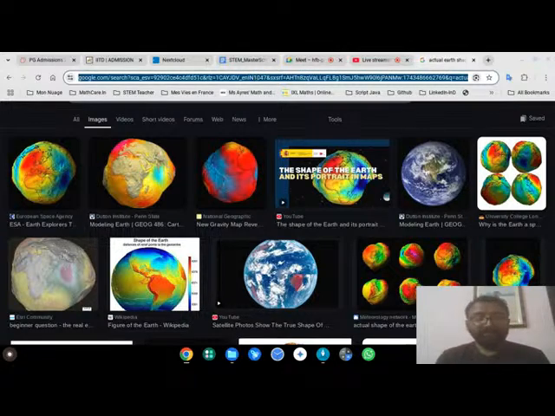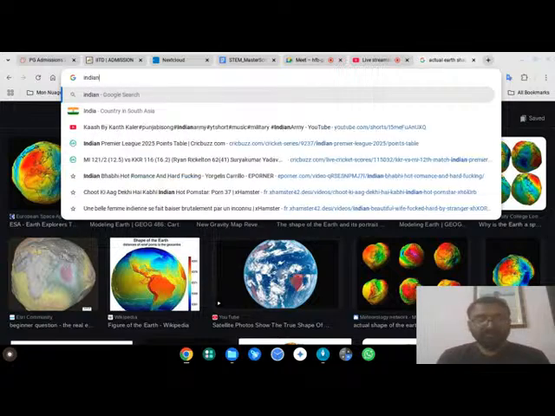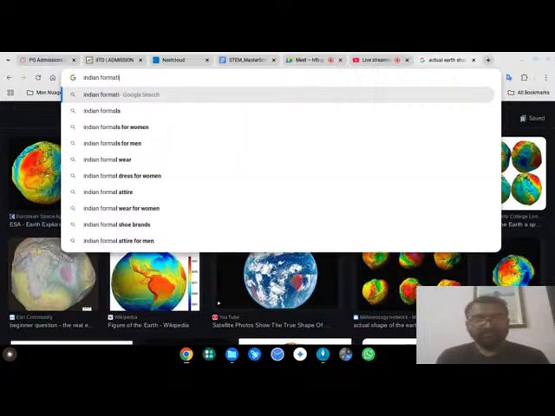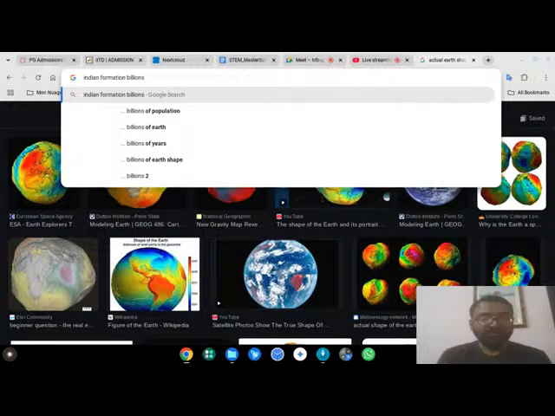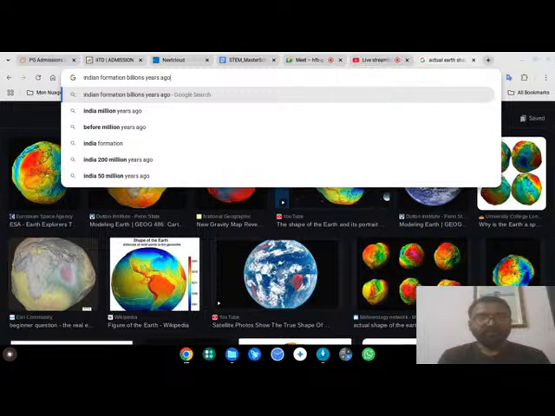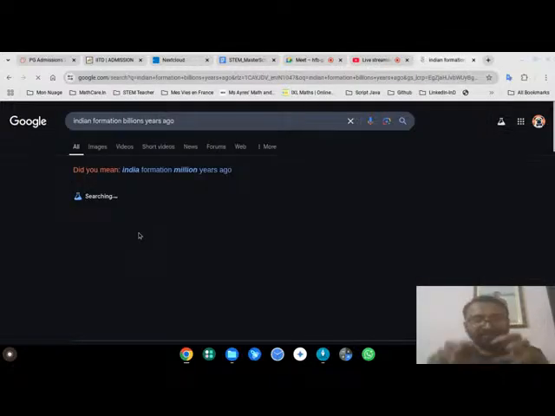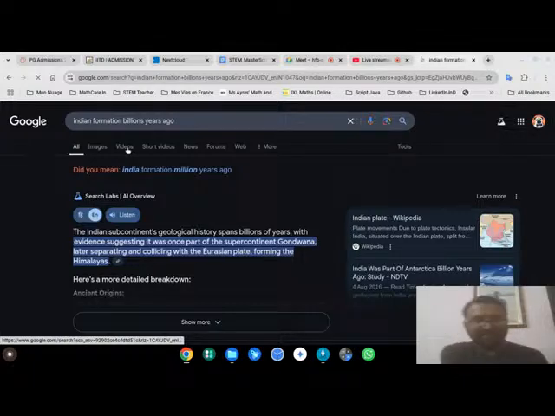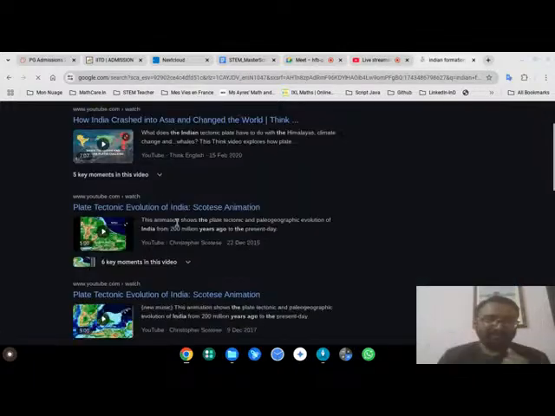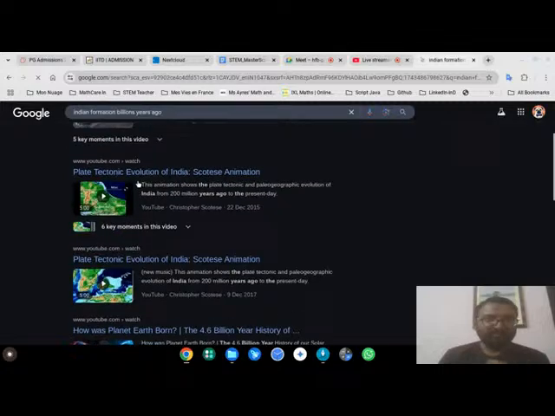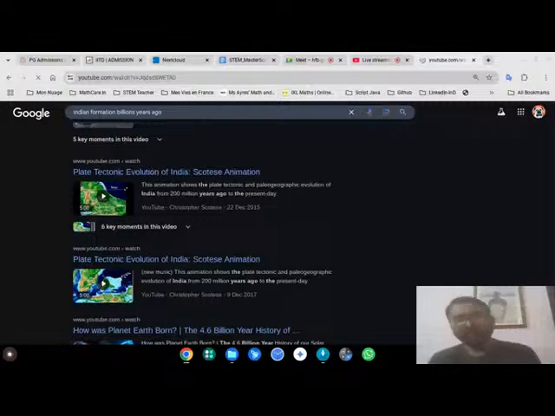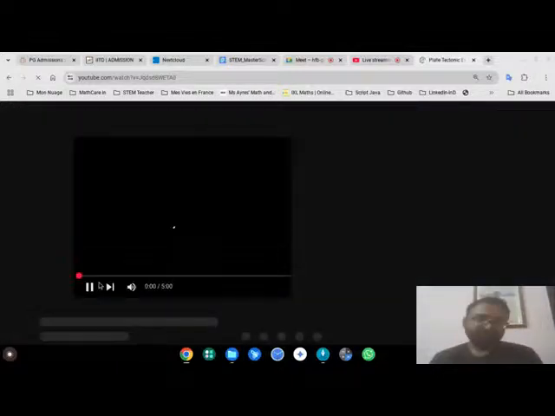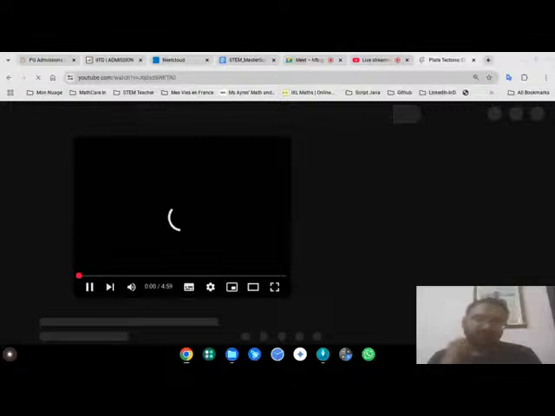Okay, India, the Indian formation. Billions of years ago, you can see India is not located here. It migrated from another place, and it is pushing upward against the tectonic plate. You can see here how India, how this Earth is formed, how this motion works. So you should learn.